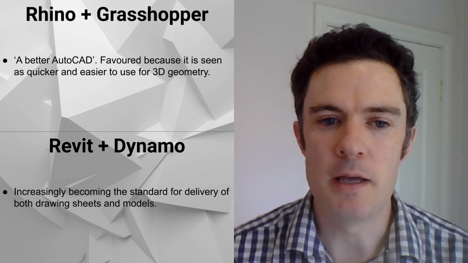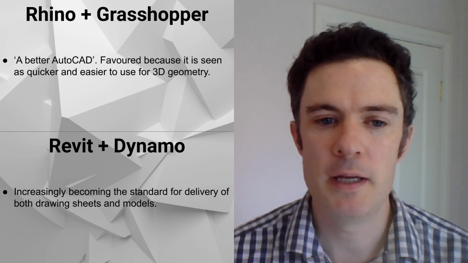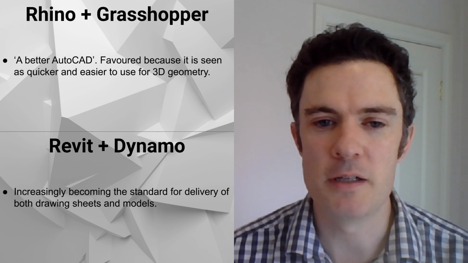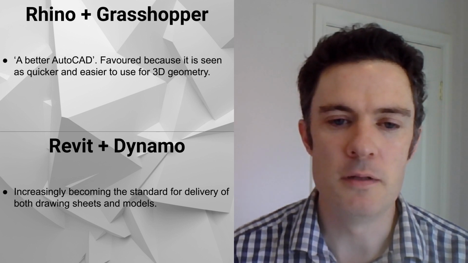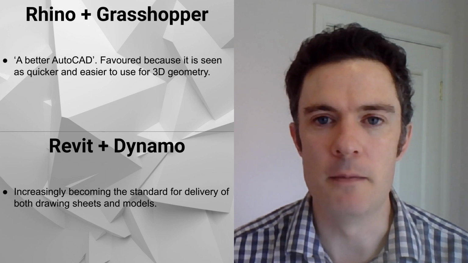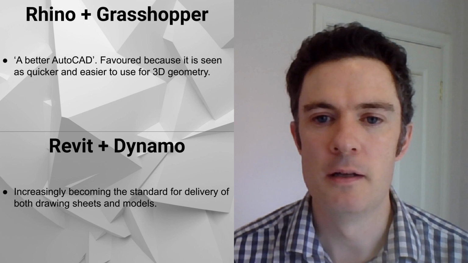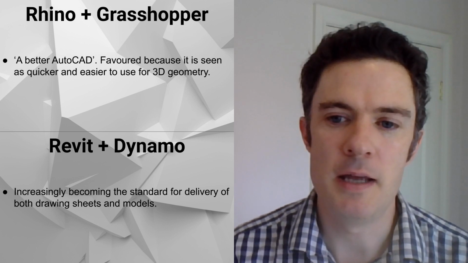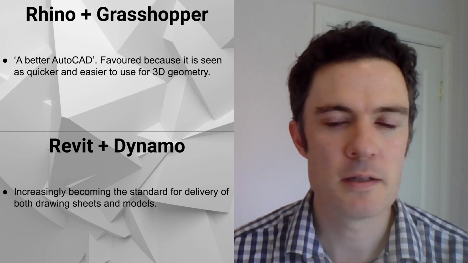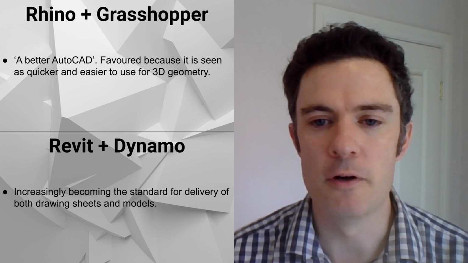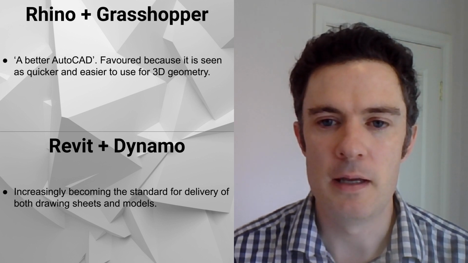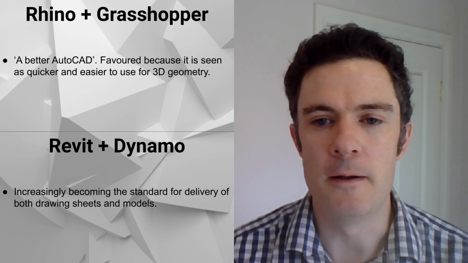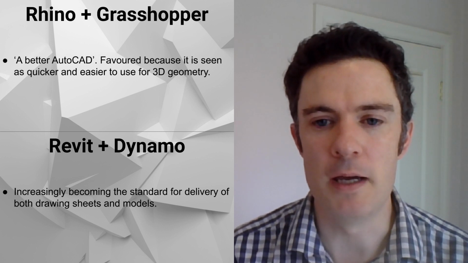So Rhino is a CAD program, very similar to AutoCAD, except that it's very good and very quick at manipulating 3D objects. It basically uses points and lines and 3D elements as its native data. Whereas Revit, most people will be familiar, is increasingly becoming a standard for delivering drawings and models later in the process. It uses objects which have all different properties, so it is a different model to a traditional CAD program.